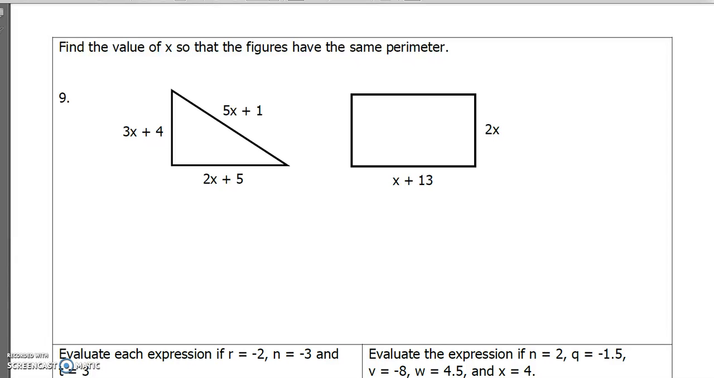All right, let's pick up from where we left off. We stopped at number 9. So number 9 says to find the value of x so that the figures have the same perimeter. Okay, so let's talk about a few things here before we get started.